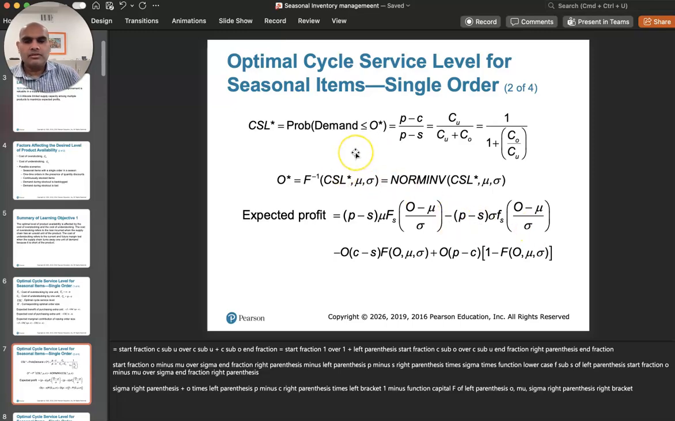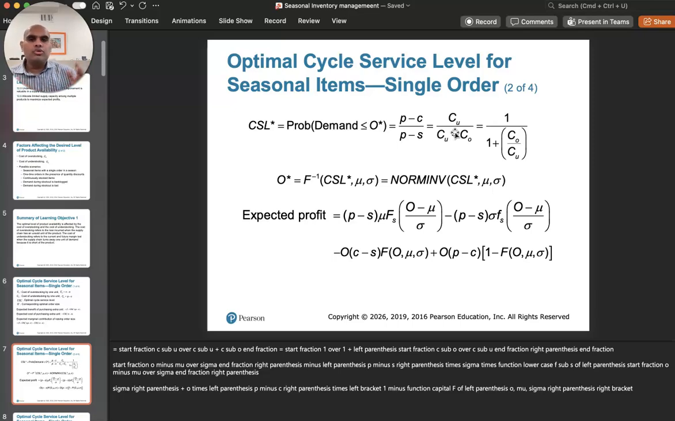So you set the costs equal to each other and you solve for cycle service level. You'll find that the cycle service level can be calculated as the cost of understocking divided by the sum of the understocking and overstocking costs. Or in terms of price, it's sales price minus cost divided by sales price minus the salvage value. So this is the cycle service level, and it sets the service level that you should maintain.